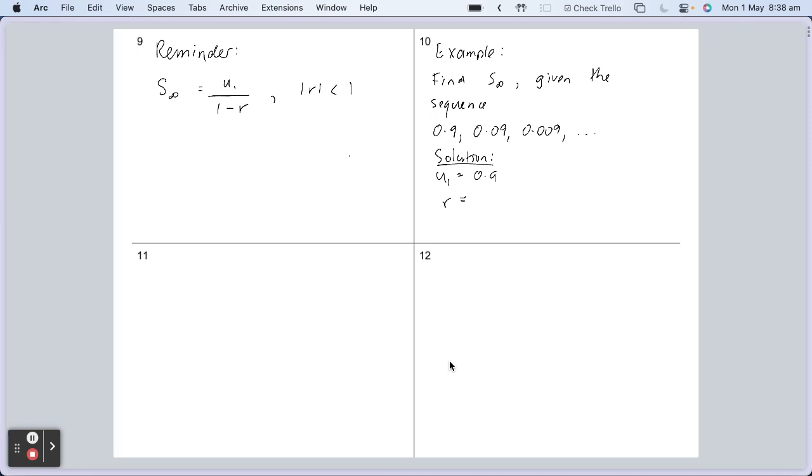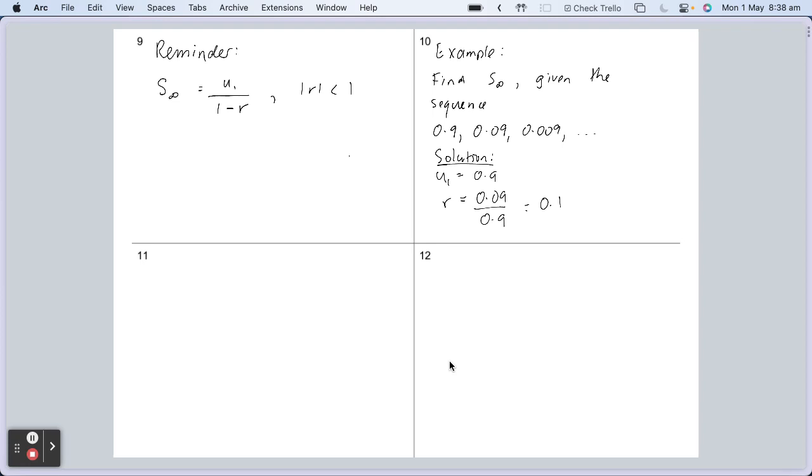Preceding it. Before, yeah. Good. So one term divided by the term before it. So 0.09 divided by 0.9, which you could use your calculator for if you like. Or we could move the decimal point twice to get 9 over 90, and 9/90 is 1/10, and so we get a common ratio of 0.1.